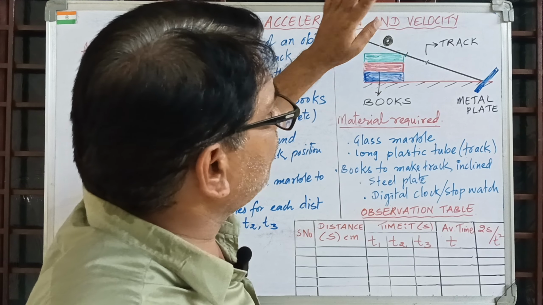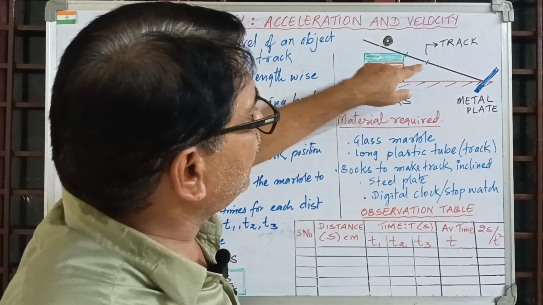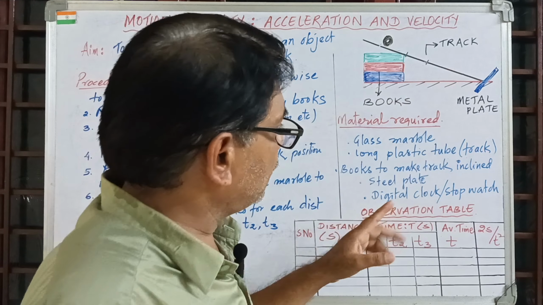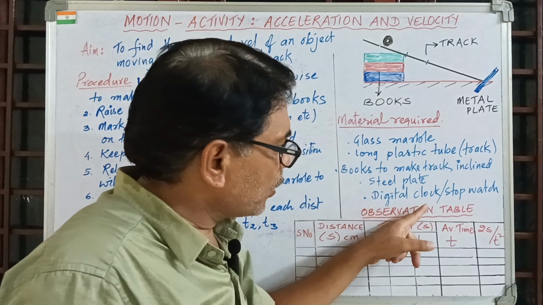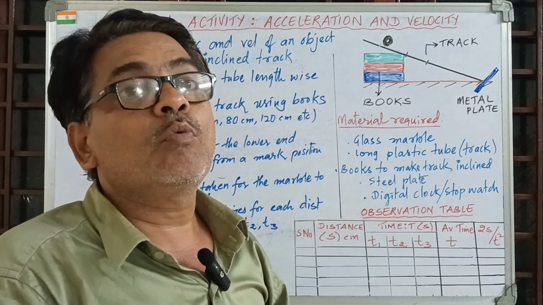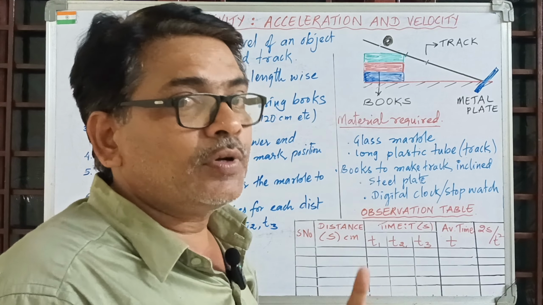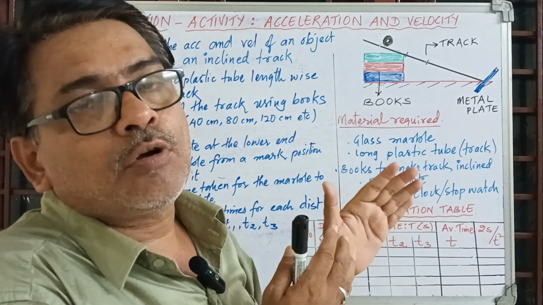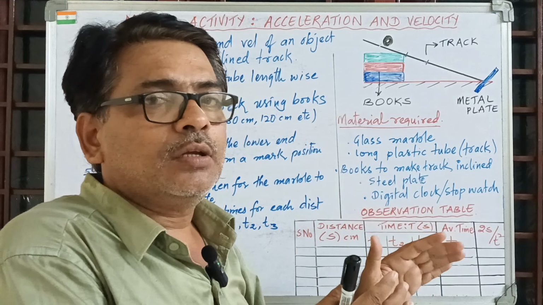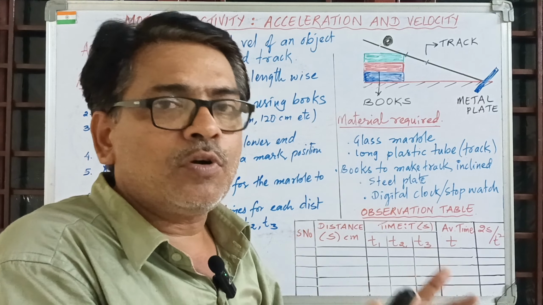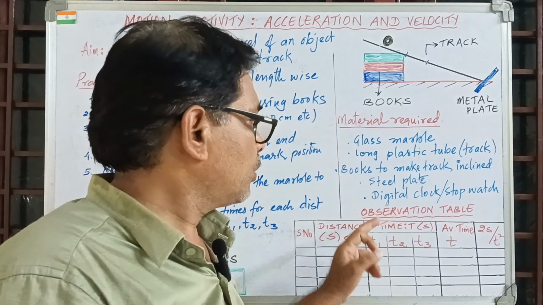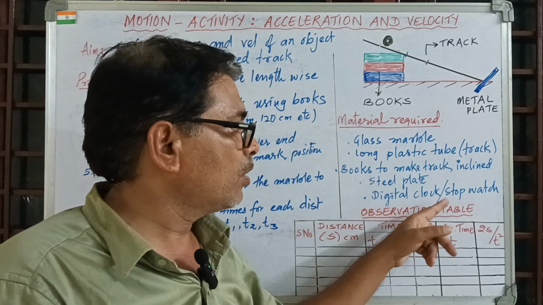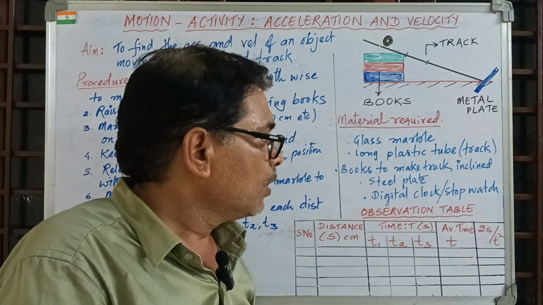You are going to drop a marble from different heights, say 40, 60, 80, and so on. Then you also require a digital clock or a stop watch, because you have to take the trials for each height. Say you are dropping the marble from 40 centimeter, you are going to do the same 40 for three trials: trial 1, trial 2, trial 3. To record this time, you require a digital watch or a stop watch.